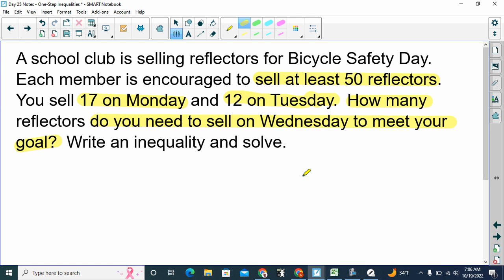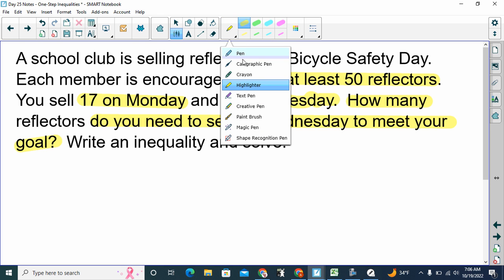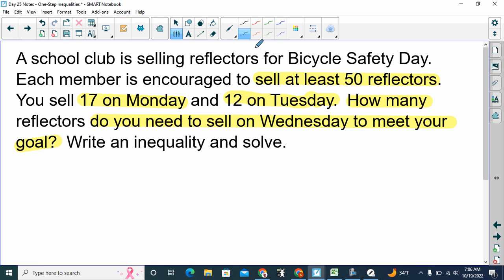So again, we are asked to sell at least 50 reflectors. You have sold 17 on Monday and 12 on Tuesday. How many do you need to sell on Wednesday to meet your goal? You might be able to figure this out without writing an inequality and solving. Let's make sure we understand how to do this one, so that once the problems get a little more complicated, we're used to setting up inequalities.